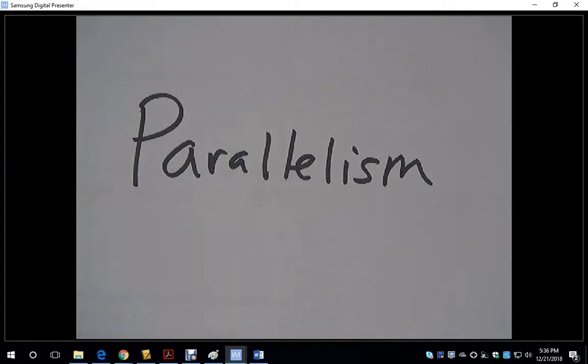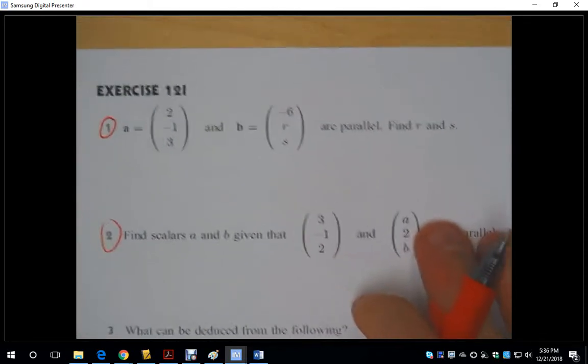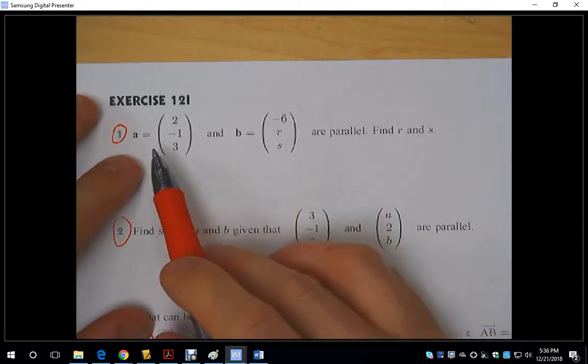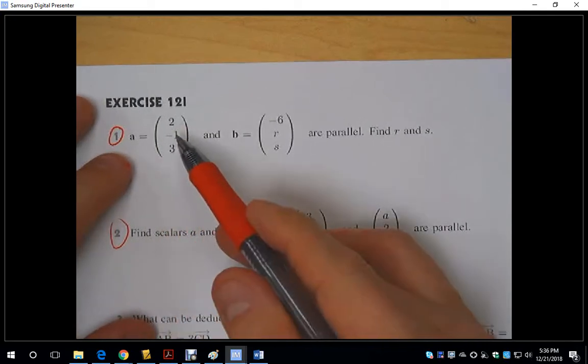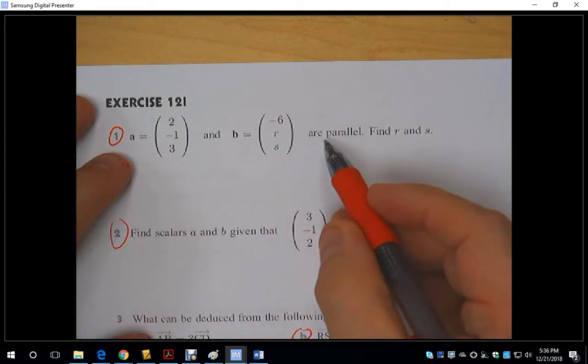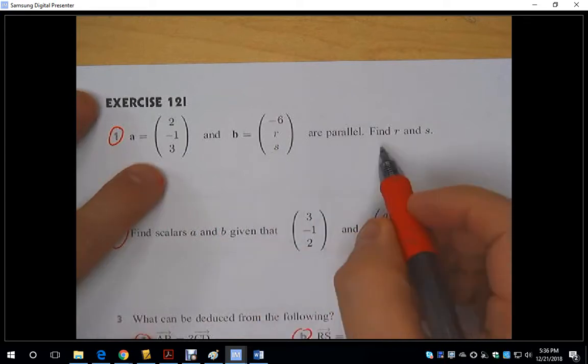The following video is on parallelism of vectors. So let's look at the first one. A is the vector (2, -1, 3), and B is the vector (-6, R, S), and these are parallel vectors, and I want to find R and S.